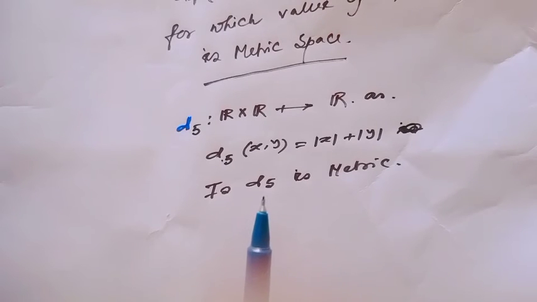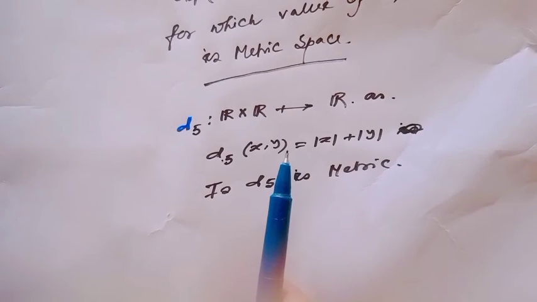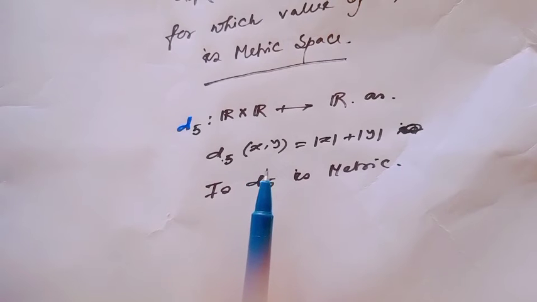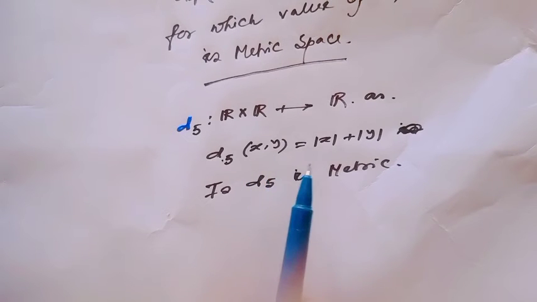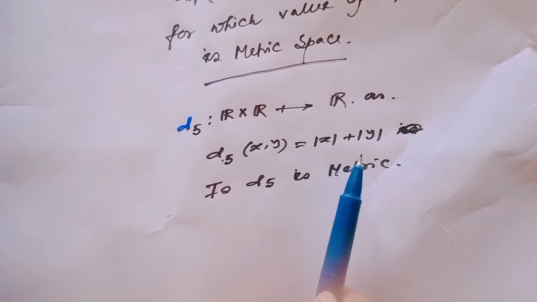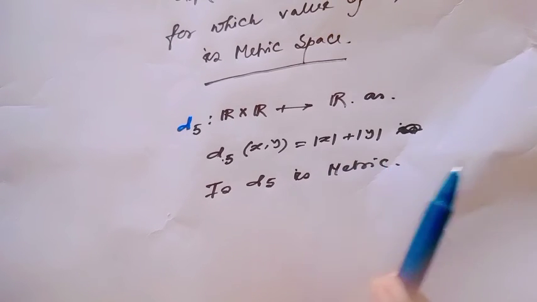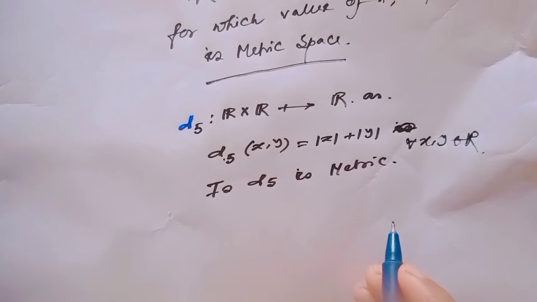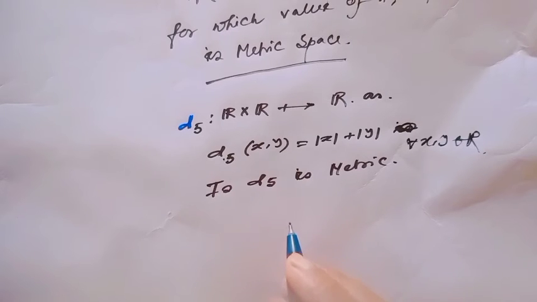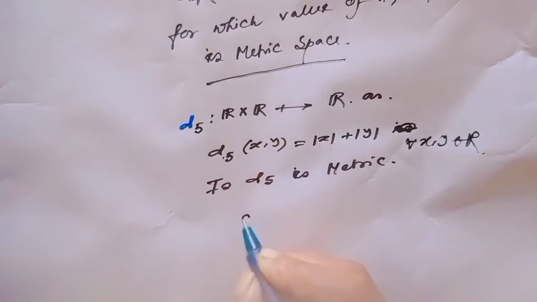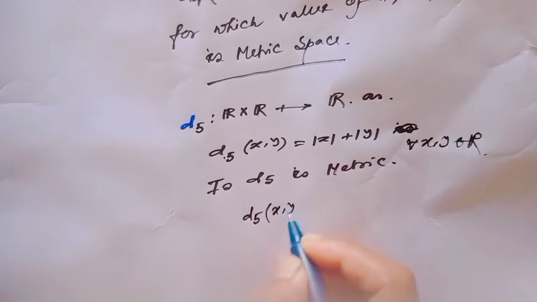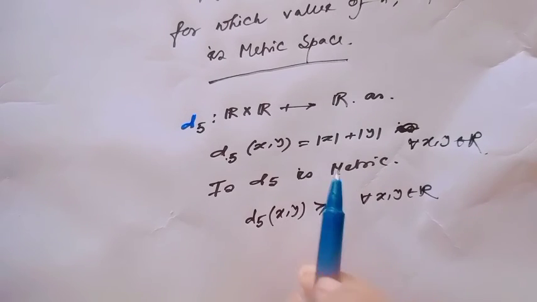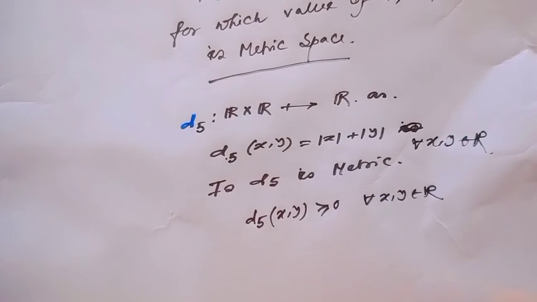I have defined another metric D5, which is defined from R cross R to R, and the mapping is defined as D5 of x, y equals the absolute value of x plus the absolute value of y, for all x, y belonging to real numbers. Is D5 a metric space? This is very interesting. I will check it. Notice, obviously D5 of x, y is always greater than or equal to 0 for all x, y belonging to R, because this is the absolute value of x plus the absolute value of y.